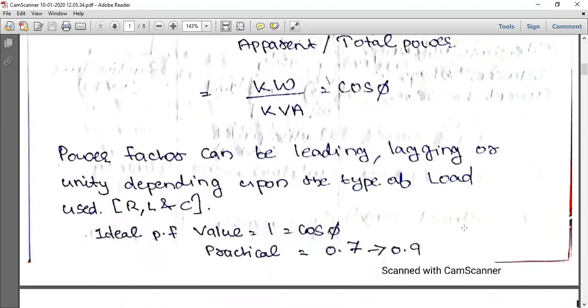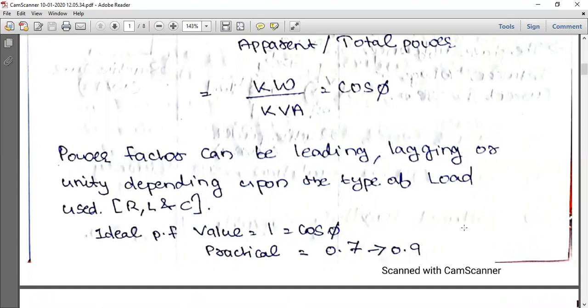The power factor can be leading, lagging, or unity. It all depends upon the type of the load used, whether you are using a resistance, a capacitance, or an inductor. So the power factor can be leading, lagging, or unity depending upon the value of the load.